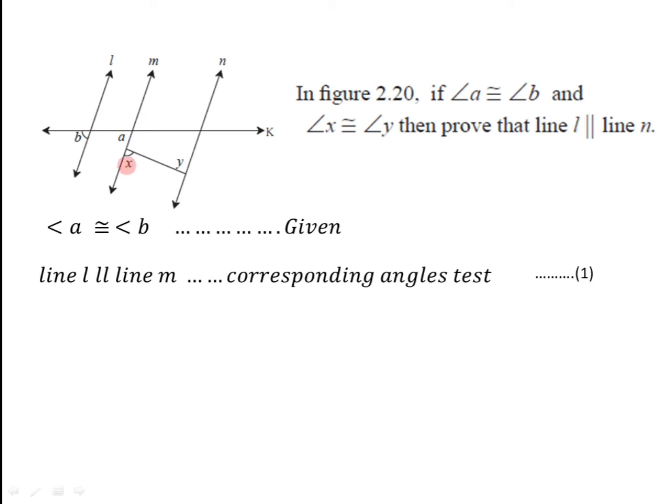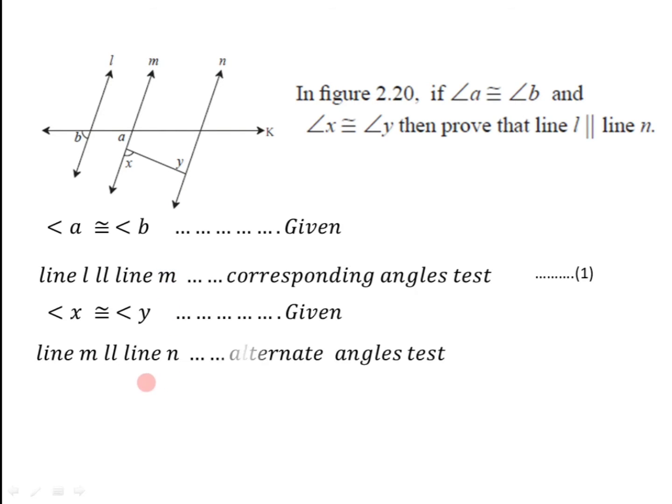In the same way, we have to use the second information given to us, that's angle X is given to be congruent to angle Y. So we'll write that angle X is congruent to angle Y, which is given. This time if we consider line M and line N and this as their transversal, then we have angle X and angle Y as alternate angles, and it is given that these two angles are congruent. If there are two lines given and the alternate angles so formed are congruent, then those two lines must be parallel. So by alternate angles test, line M must be parallel to line N. We'll call this equation number 2.